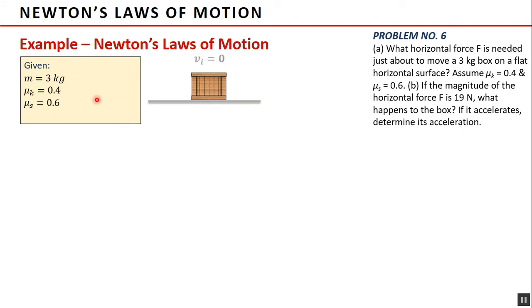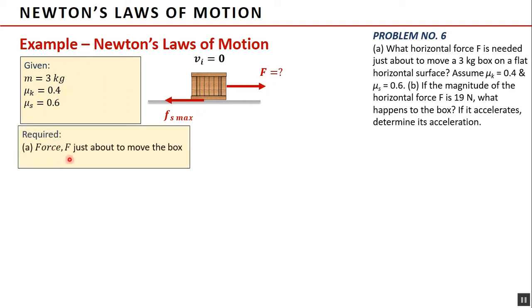The box is initially at rest. To make it just about to move, we need to apply force just enough to balance or overcome the maximum static friction. As we mentioned earlier, at this point the box is impending to motion. And that is what we are going to find out: the force F needed just to overcome the maximum static friction. We will also compute for the acceleration, just in case the box accelerates upon applying 19 newtons of force.